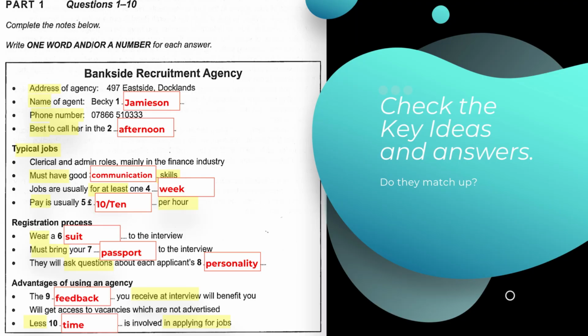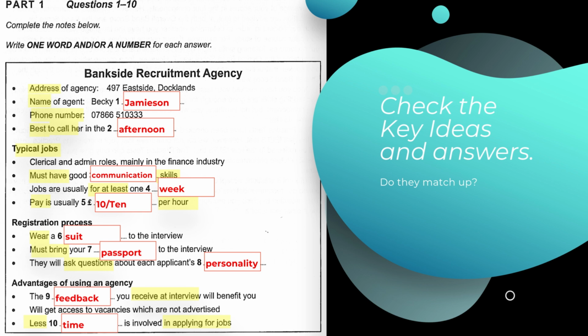Now, here are the answers, and let's see how they match, right? Name, Jameson. Cool. Phone number is a number. Best to call is a time, just like we said, afternoon. Must have communication skills. Jobs are for at least 1 week, and the pay is usually 10. Now, we have 10 as a number or 10 as a word. Both are correct. It's all about the fact, you know.